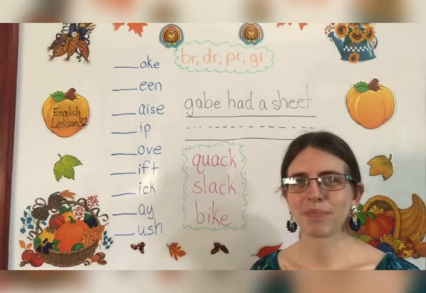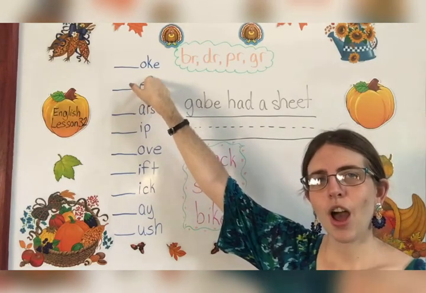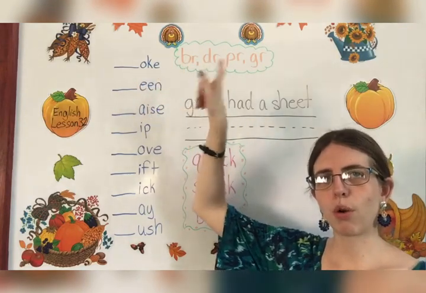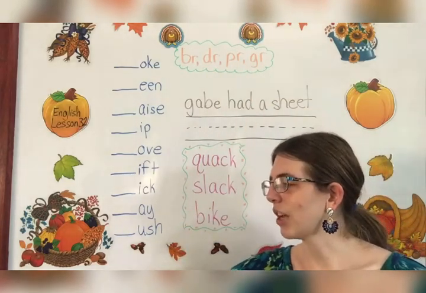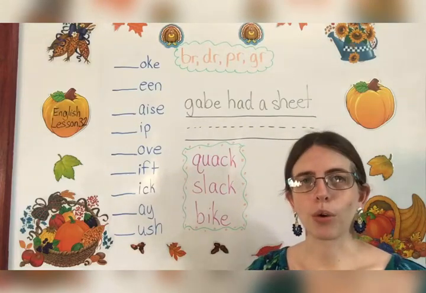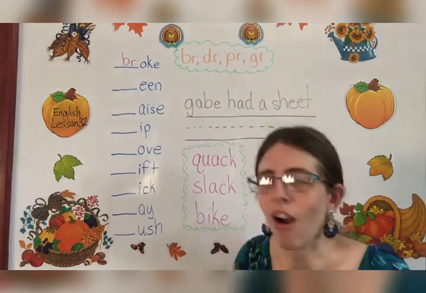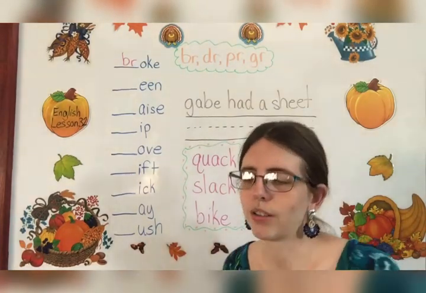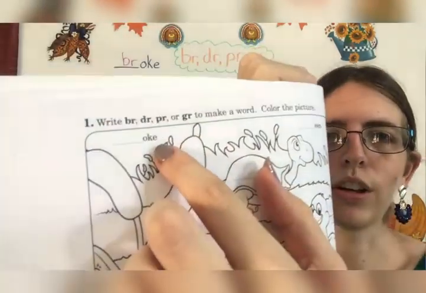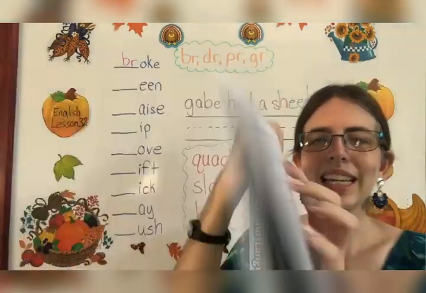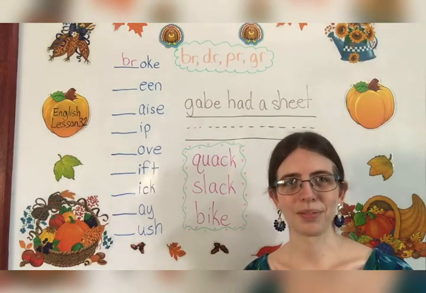So I'm going to help you with all of them to make sure that you know which ones are actually words in English. Okay, here we have oke, O-K-E. Would it be broke, droke, proke, or groke? Well, the only one of these that's actually a word in English is broke. Broke. So you will write BR on the line for broke. So in your picture, right there, broke. Next we're going to een. Een. I'll give you a hint for this one. This one is a color.